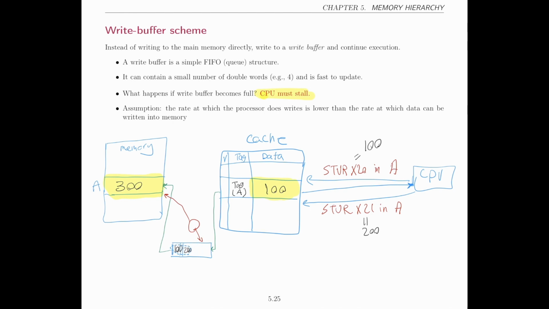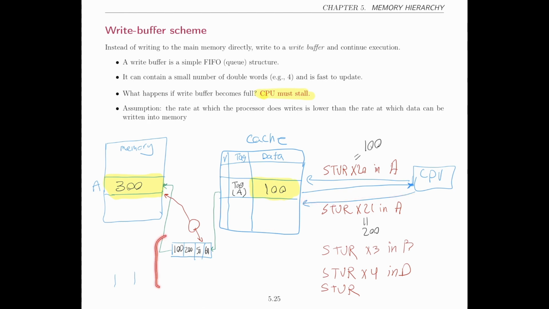So, for example, if you have 4 stores in a row like this, and they have all been accumulating in the buffer, at this point, your buffer is full. If I get now one more store instruction, I wouldn't be able to deal with that. I would have to stall the CPU over here and then go back.